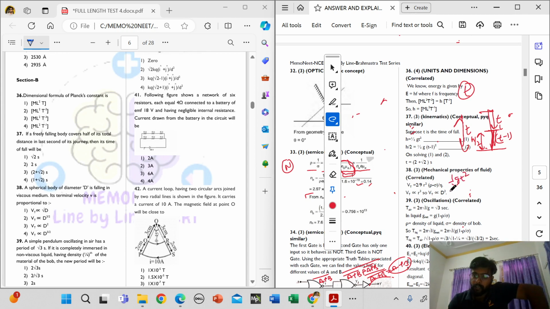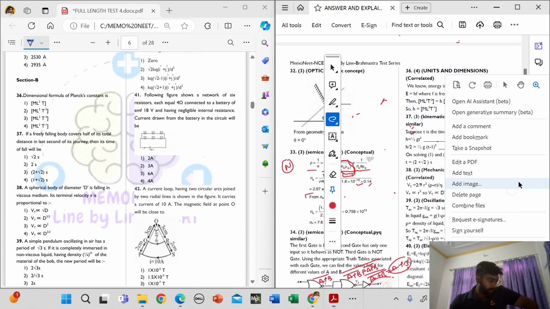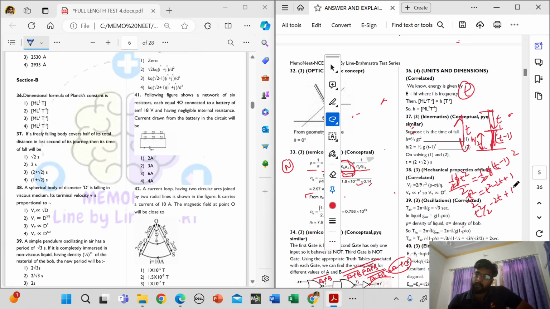Here, half gt square divided by half will be equal to half g (t minus 1) whole square. g cancels, 1 by 2 cancels, so t square by 2 is equal to t square minus 2t plus 1. So t square by 2 minus 2t plus 1 is equal to 0. So t square minus 4t plus 2 is equal to 0. Solving this quadratic equation, we get the solutions 2 plus root 2 and 2 minus root 2.